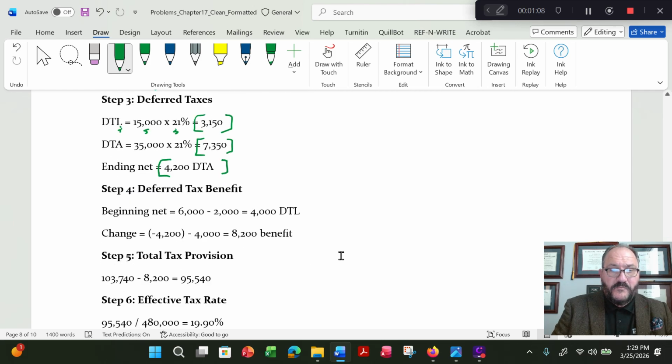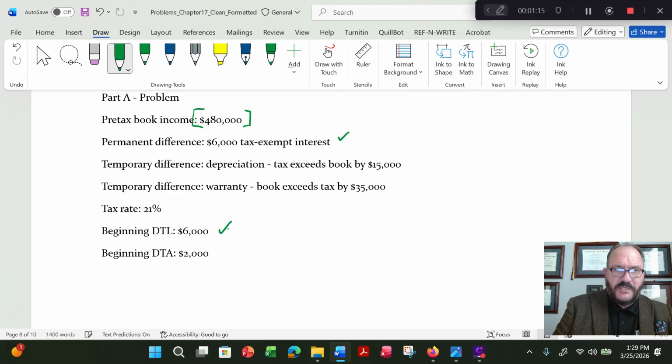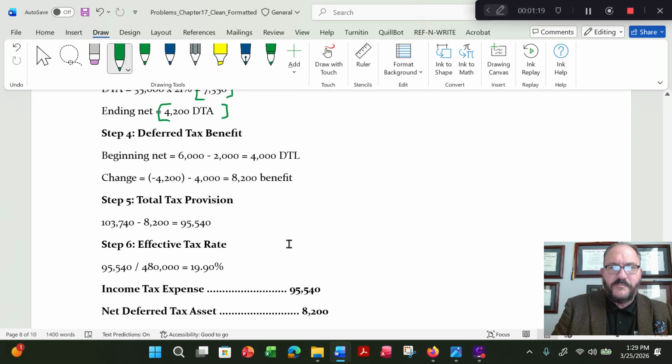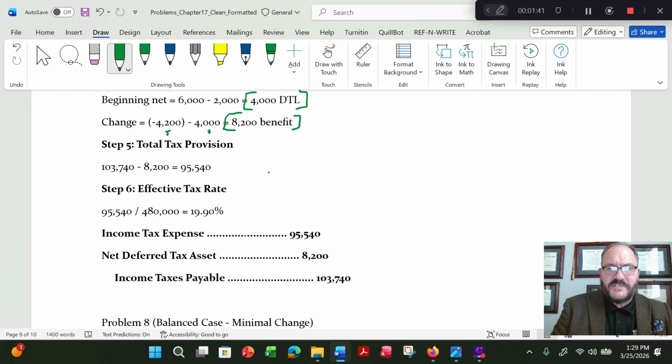Okay, so beginning we had, let's see here, $6,000 deferred tax liability, $2,000 deferred tax asset. So basically we wind up coming up here to deferred tax, $4,000 deferred tax liability, negative 4,200 on our deferred tax asset, minus the $4,000 deferred tax liability gives us a $8,200 benefit. So what does that mean? We're going to wind up with a deferred tax asset.